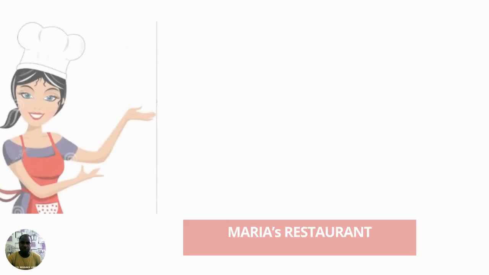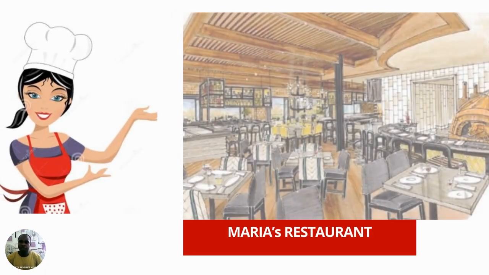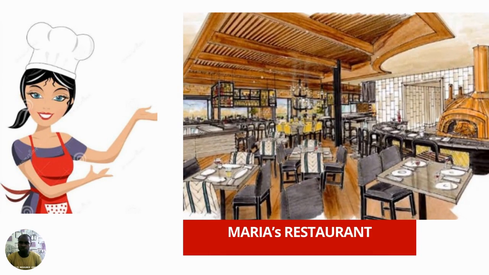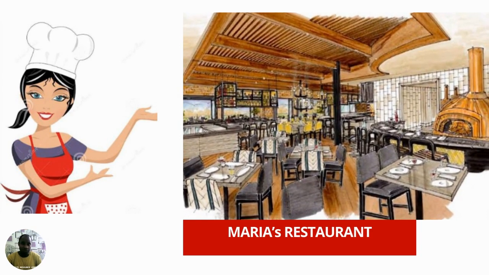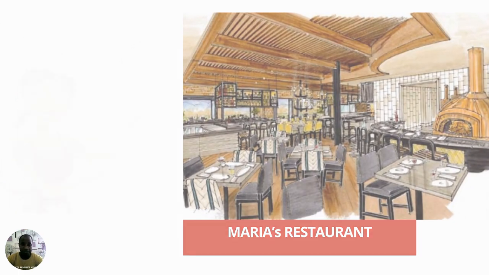Let's proceed. So here's a story to illustrate the true, false, not given question type. Once upon a time, there was a famous chef named Maria who opened a new restaurant in town. Now, Maria's restaurant quickly became popular because of her unique cooking style and the use of fresh ingredients from the local farms.